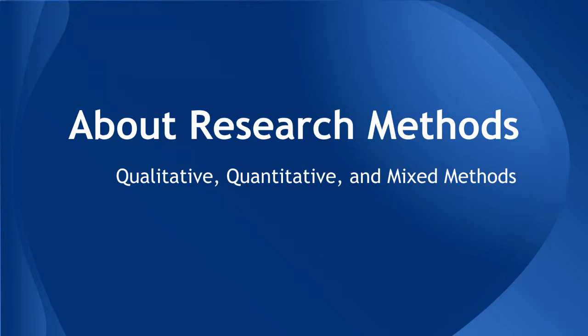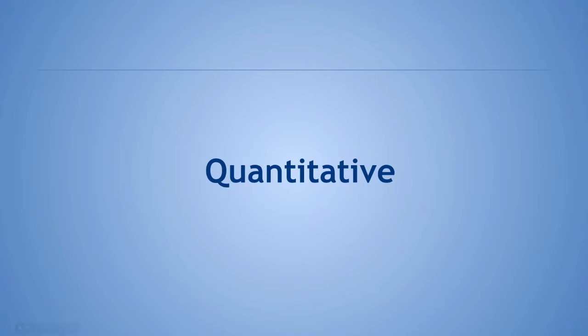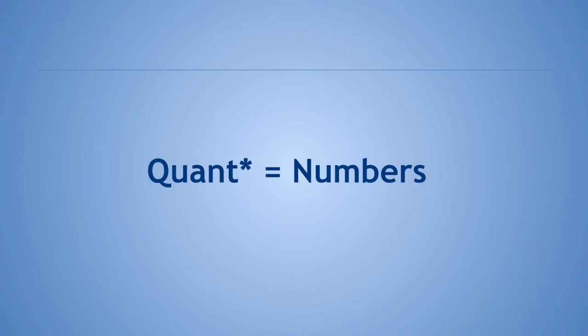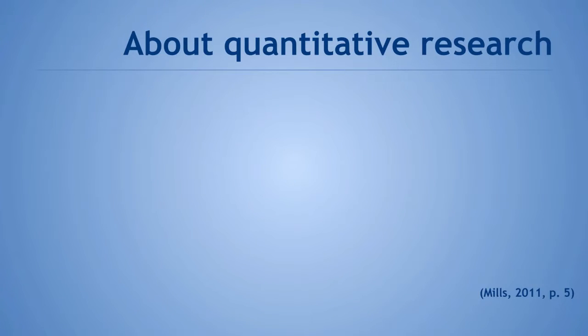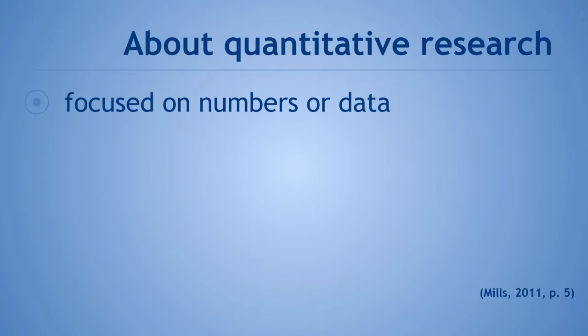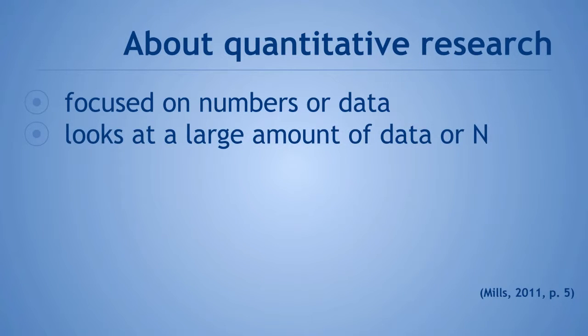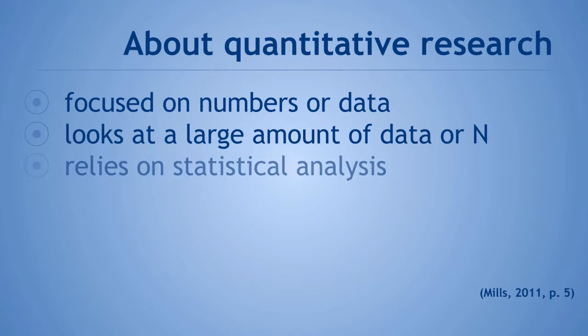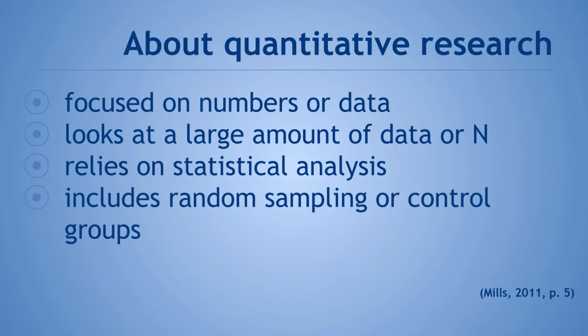Methods for conducting research can be quantitative or qualitative, or a mix of both, called mixed methods. The difference between quantitative and qualitative is in the name. Quant is like quantity. It deals in numbers. Quantitative methods focus on data and typically studies of large populations or a large amount of data. It relies on statistical analysis to make conclusions and sometimes includes random sampling or control groups.